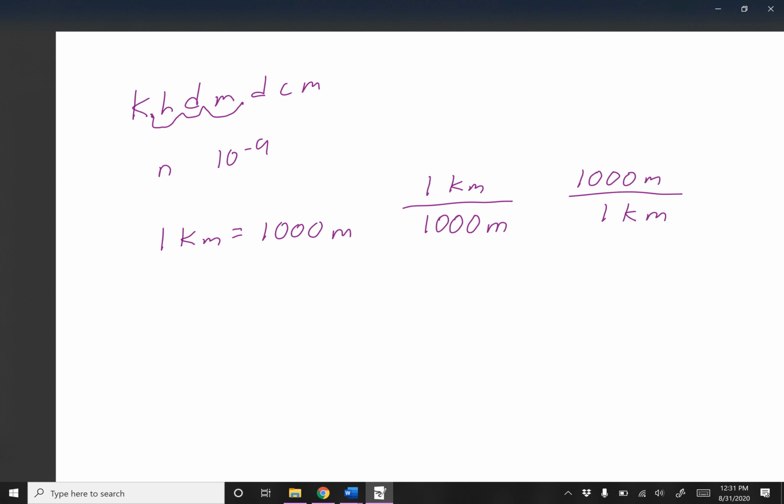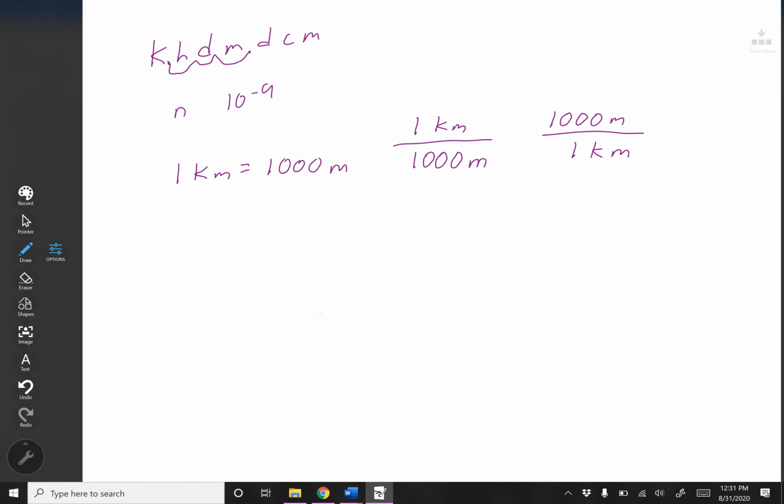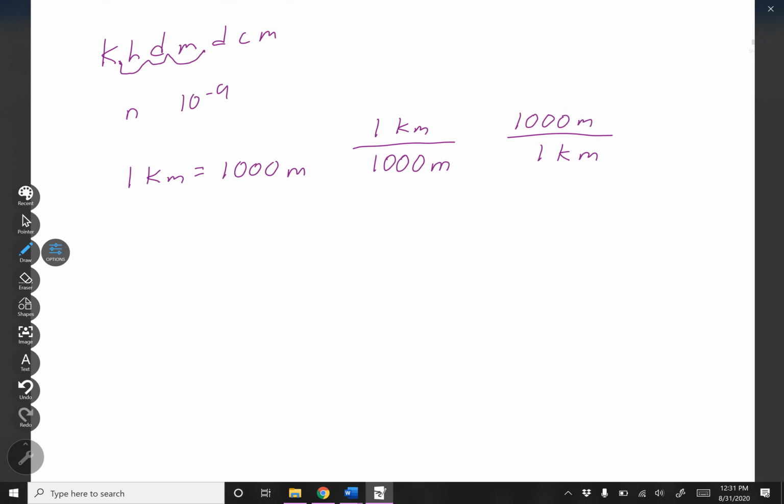But this is much more useful when it comes to doing long calculations where you're maybe converting from nanograms to grams or milligrams to grams, whatever it is. Okay, this is the more useful way of doing it. And the way that we use these is in what we call dimensional analysis.